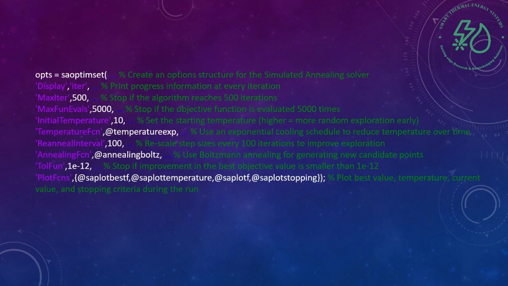Here we can see the options that we have for the simulated annealing syntax. You can see here the first one, the display, and this is the first option, and it prints the progress information at every iteration. The max iteration is defined as 500. It stops if the algorithm reaches 500 iterations.